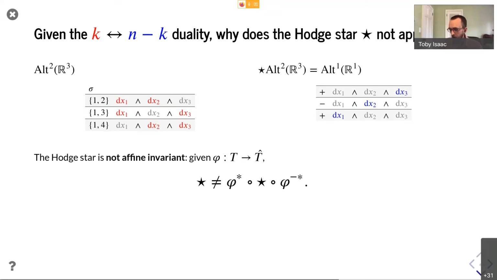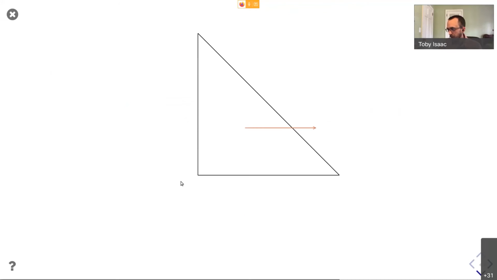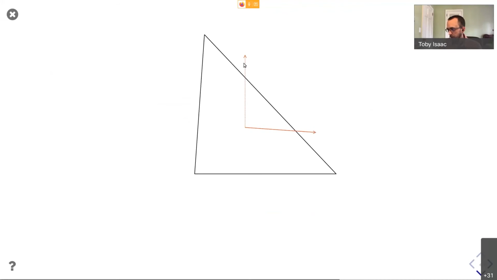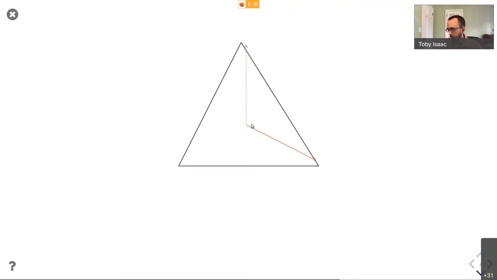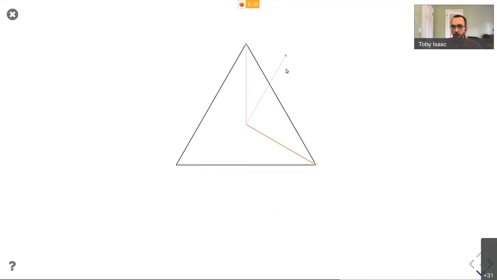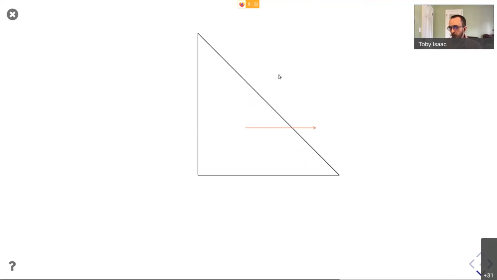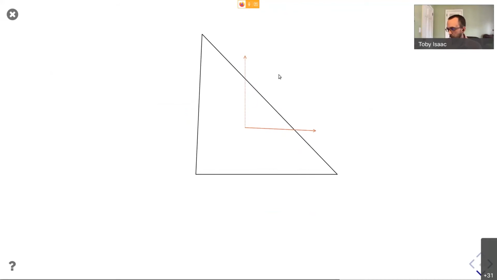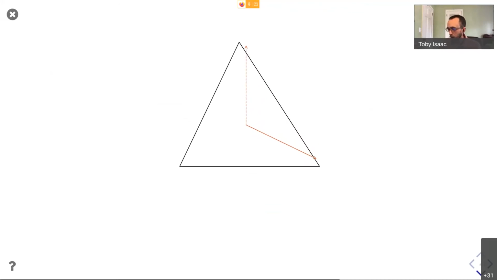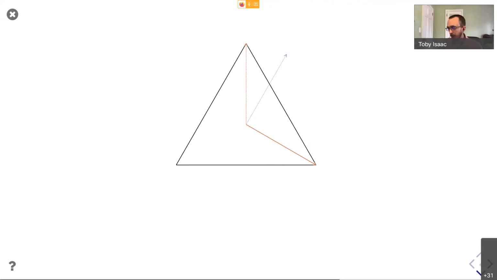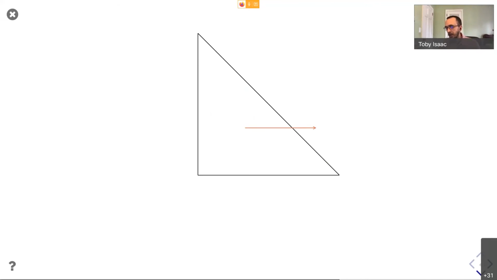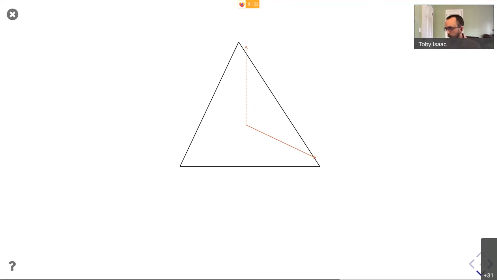And the answer is that the Hodge star, while it's an isometry, which is kind of its motivating thing, is not affine invariant. So essentially, as I'll show on this slide, if I take the Hodge star of a vector, and then I transform both of those vectors, but then I take the Hodge star of the original vector again, I'll get two different vectors for that dual. So the Hodge star can't transform from reference to real elements. And so it can't be used for this k to n minus k duality that shows up in the trace-free constructions that we want.